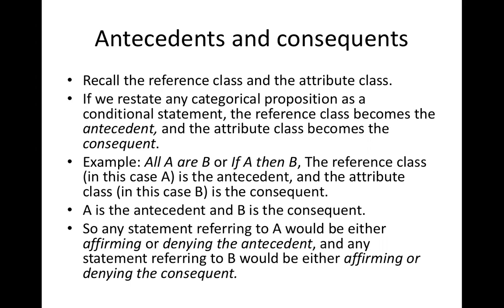And it is the same with this example here. Example, all A are B, or if A then B. The reference class, in this case A, is the antecedent. A is the reference class. B is the attribute class. The reference class is normally called the antecedent, and the attribute class is normally called the consequent. So A is the antecedent and B is the consequent.